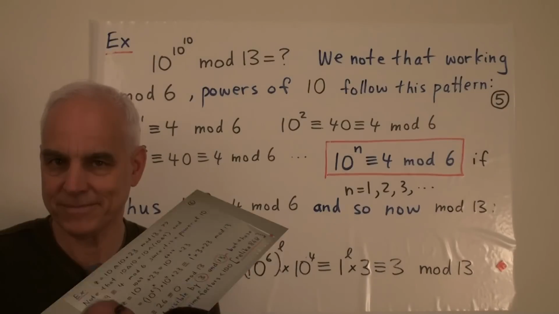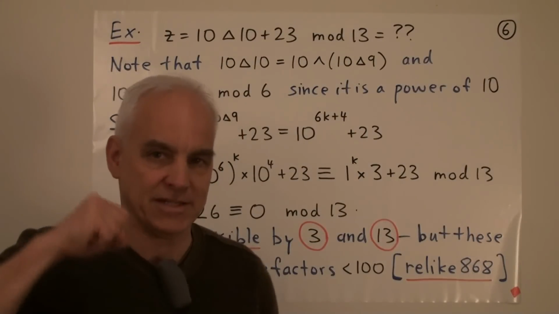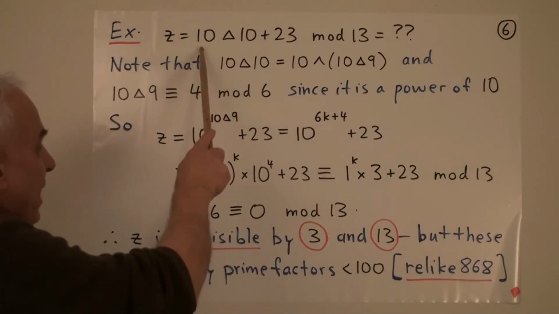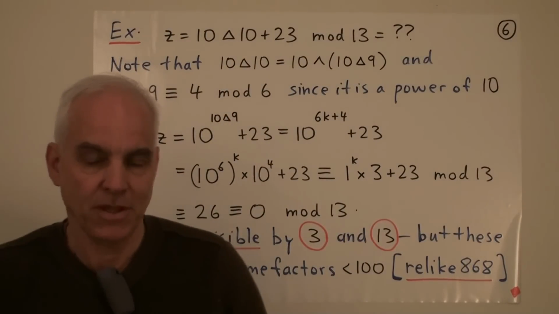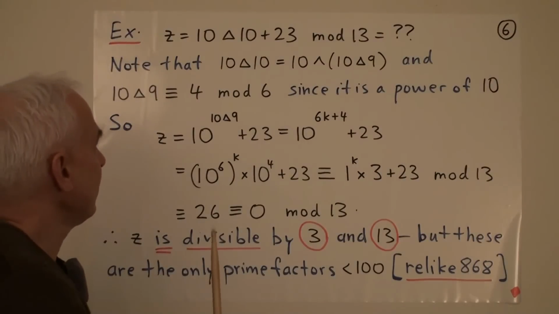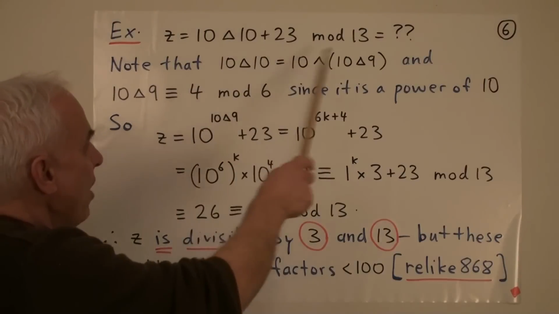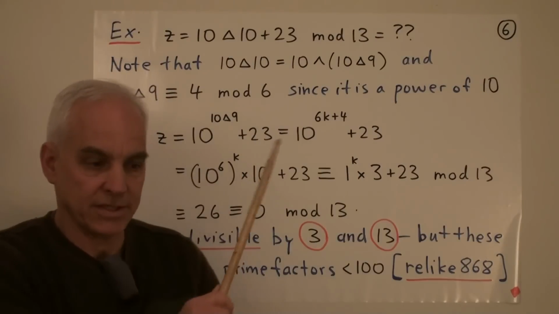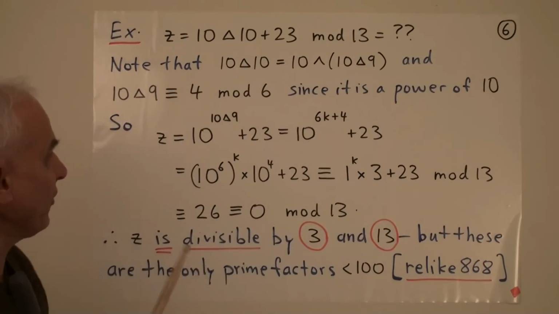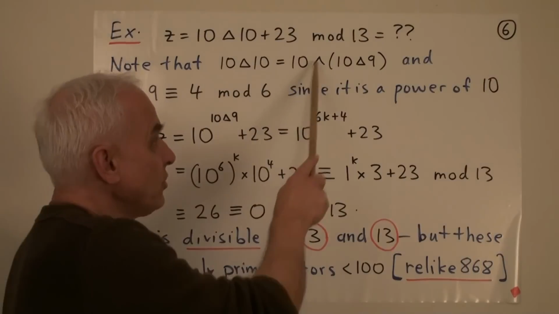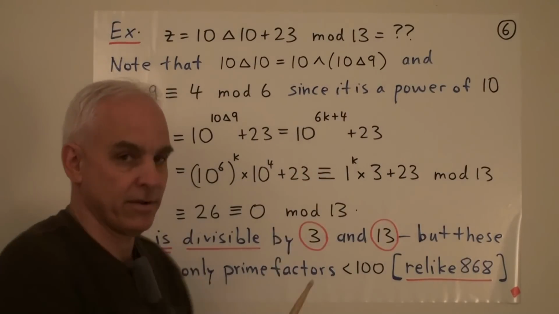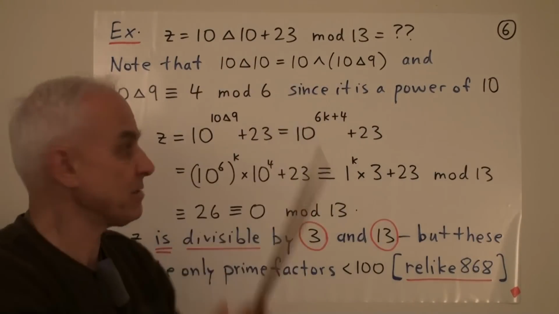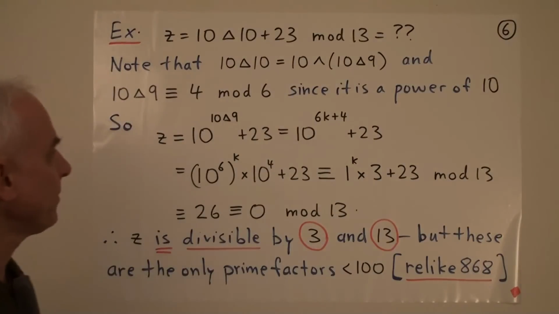Alright, so now let's finally address this challenge that I've given you to figure out what is the remainder when you divide z by 13. In other words, we want to calculate what happens to z mod 13. And let's note that this 10 triangle 10 here, which is this tower of 10 tens as exponents, is really 10 to the exponent 10 triangle 9. What's sitting on top of the 10 as an exponent is 10 triangle 9.